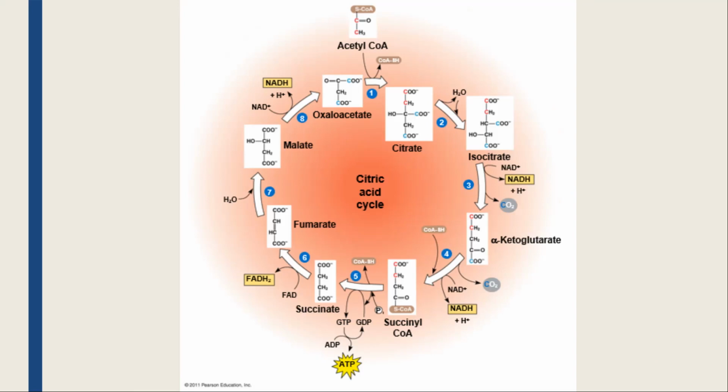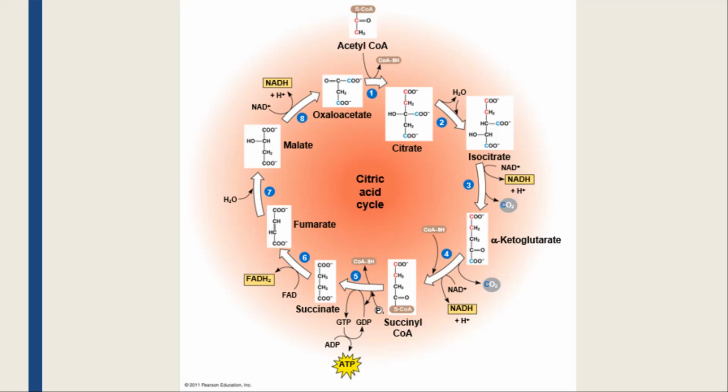And then if you look at a detailed step-by-step process, you do not need to memorize this, but just know that there's a series of steps. And then you can see at each of those stages. So step 3 is where the NADH is coming off. Step 4, more NADH is made. Step 5 is where the ATP is made. Step 6 is the FADH2. And then step 8, NADH is made.